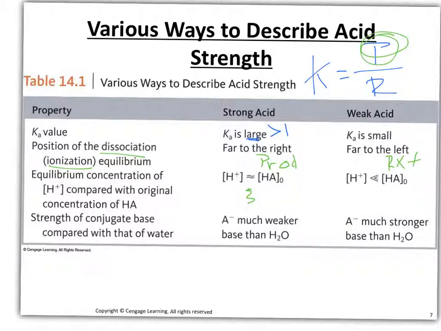Now, what do those squiggly lines mean right there? Approximately. So the concentration of the hydrogen ion is approximately equal to the concentration of HA, the original concentration of the complete and total acid. And then H plus is much less than the original concentration. Okay?